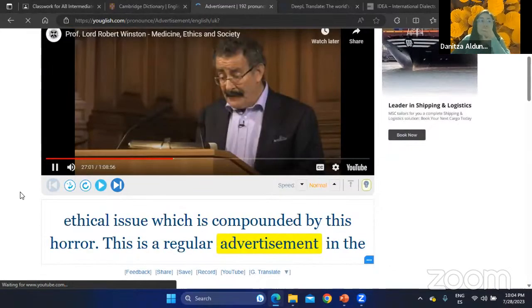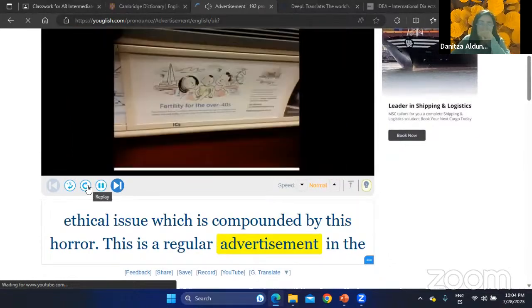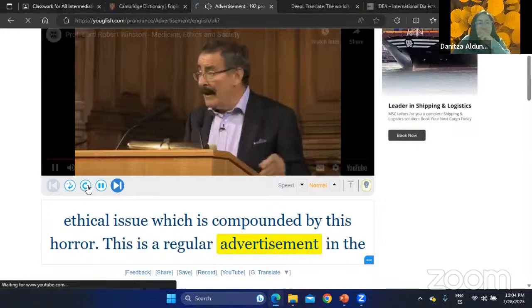It's a massive ethical issue which is compounded by this horror. This is a regular advertisement in the London. It's a massive ethical issue which is compounded by this horror. This is a regular advertisement in the London Underground.